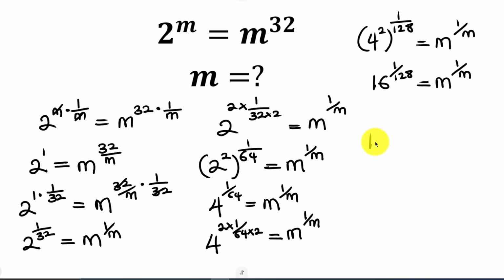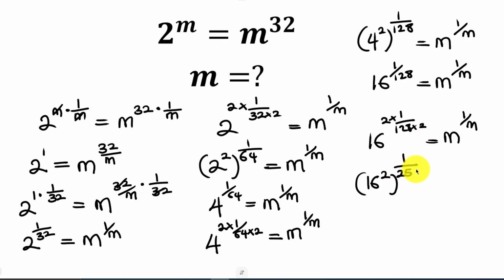So this is 16. Now multiply the numerator by 2. So 2 times 1 all over. Also multiply the denominator by 2. So 128 times 2. This is equal to m to the power of 1 all over m. Now this expression can be written as 16 squared all raised to the power of 1 all over 128 times 2 is 256. And this is equal to m to the power of 1 all over m.